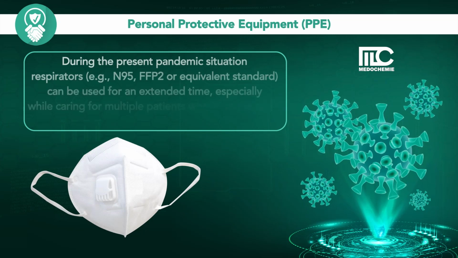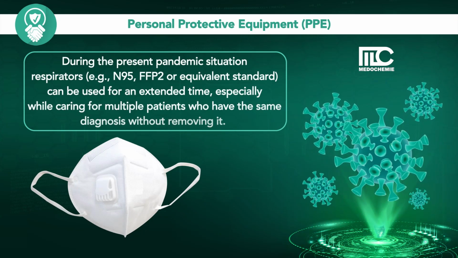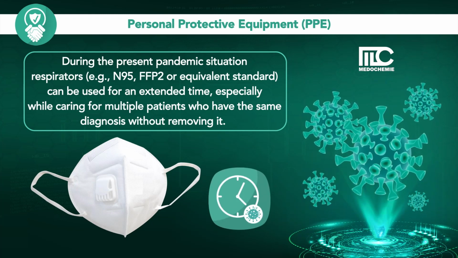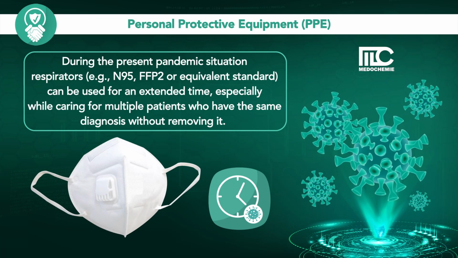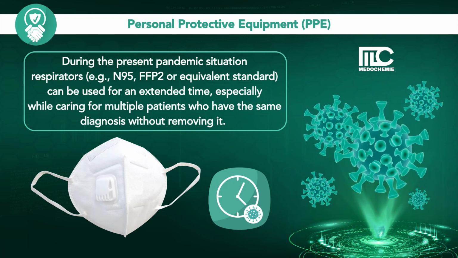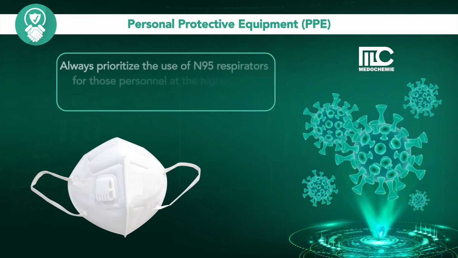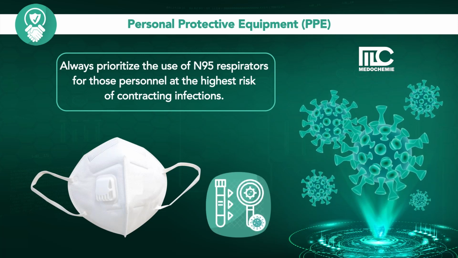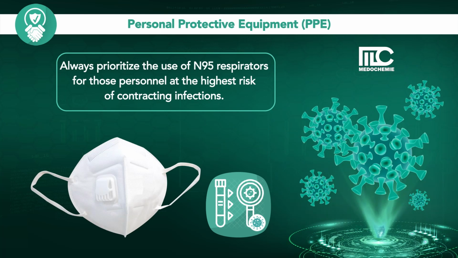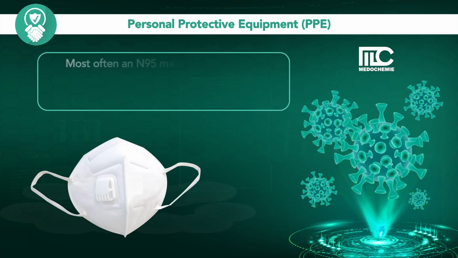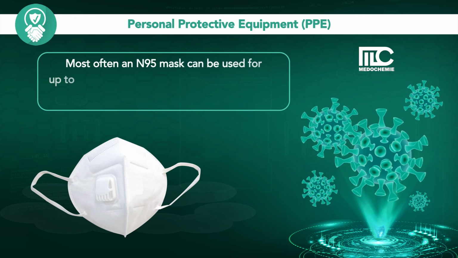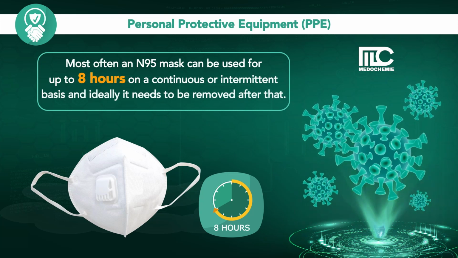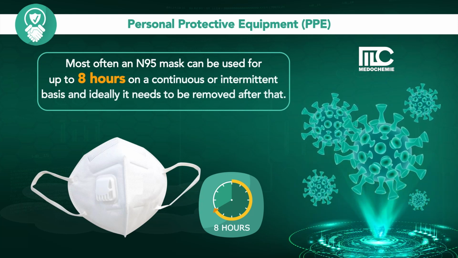During the present pandemic situation, a respirator like N95 can be used for an extended time, especially while caring for multiple patients who have the same diagnosis, without removing it. Always prioritize the use of N95 respirators for those personnel at the highest risk of contracting infection. Most often, an N95 mask can be used for up to 8 hours on a continuous or intermittent basis, and ideally it needs to be removed after that.